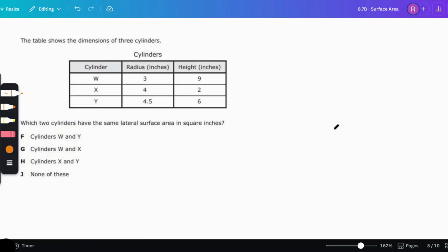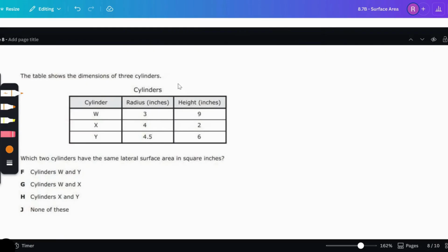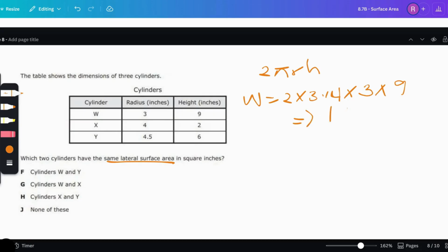Now let's move to the next one. The table shows the dimensions of 3 cylinders. We have cylinder W, cylinder X, and cylinder Y. Which 2 cylinders have the same lateral surface area? So what is the formula for calculating the lateral surface area again? It is 2πrh. So we need to calculate for W, for X, and for Y. So for W, we have 2 times 3.14 times radius 3, then times height 9.